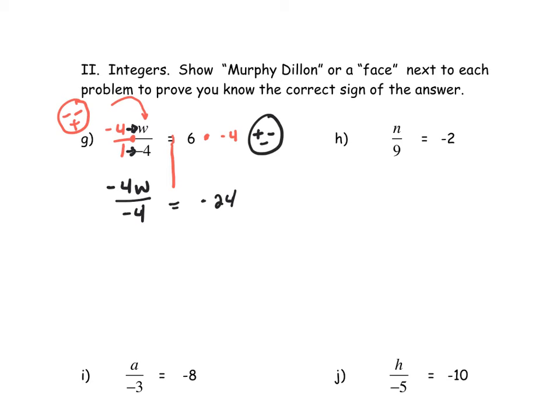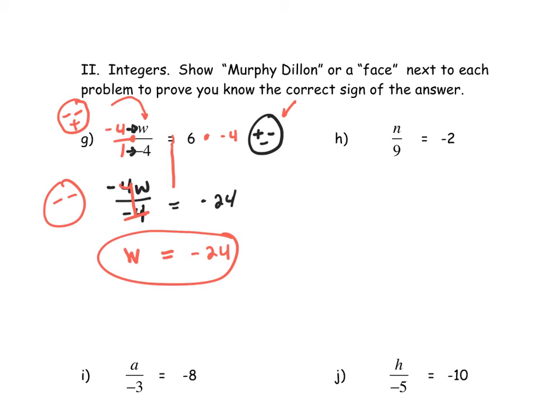And now I can prove, again, using my face, I have a negative 4 divided by negative 4. This is a positive 1. And now my W comes down as positive W, which is what we want, equals negative 24. So I follow the directions. I showed a face for my side that shows the answer, and I showed a face for the side that proves that I have a positive W. So let's look at the next problem.